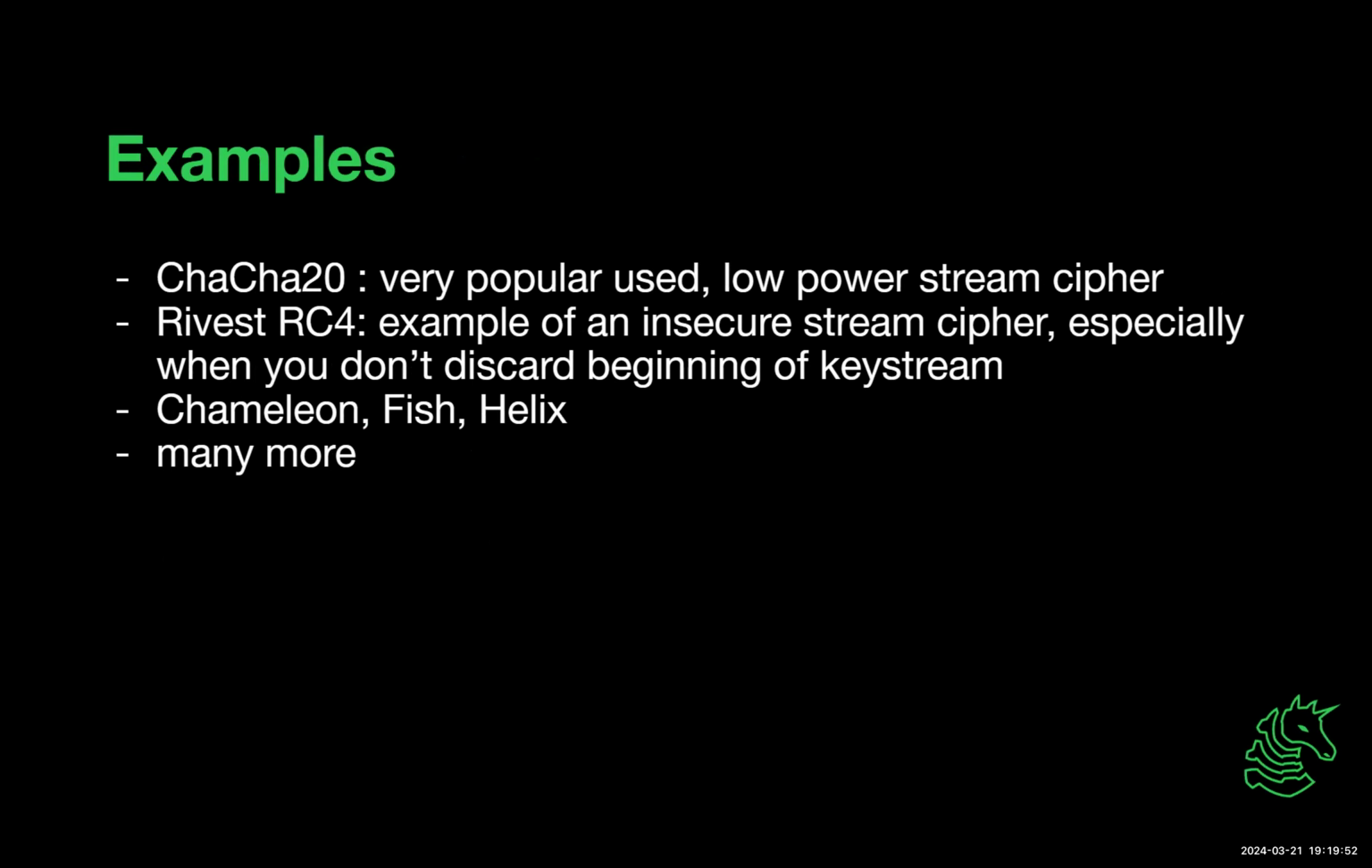One that's not so secure is the reversed RC4, which is an example of an insecure stream cipher, especially when you don't discard the beginning of the key stream. I'm going to ask you why that is in the next slide. We got a couple more that aren't talked about as much, but I just decided to list them there.